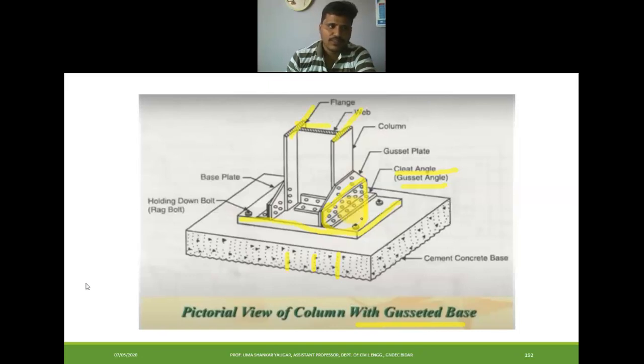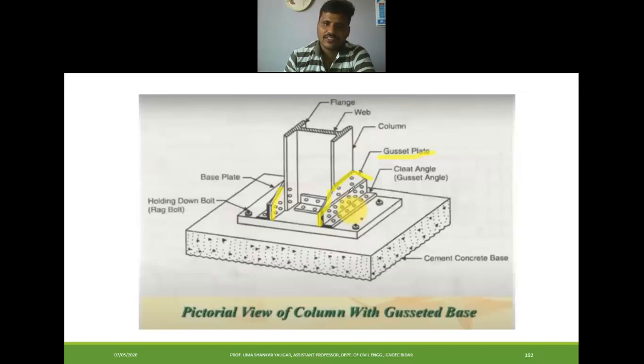But the most important thing here is that, to reduce the thickness of the base plate, we are providing one extra plate. You can see here, this extra plate is called the gusset plate. This is the main difference between your slab base and your gusseted base.